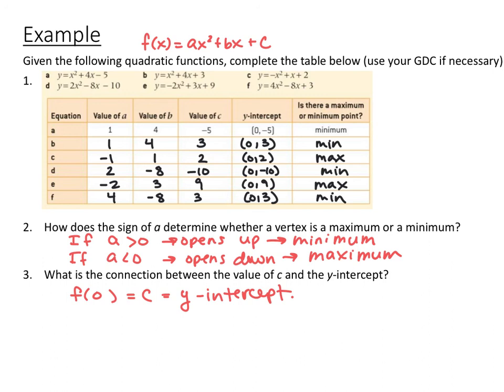For number 3, it says, what is the connection between the value of c and the y-intercept? Well, if I plug in 0 for x, anything that has an x in it is going to go away, so all you're left with is c. So c is always the y-coordinate of your y-intercept. So this has been an introduction to quadratic functions.